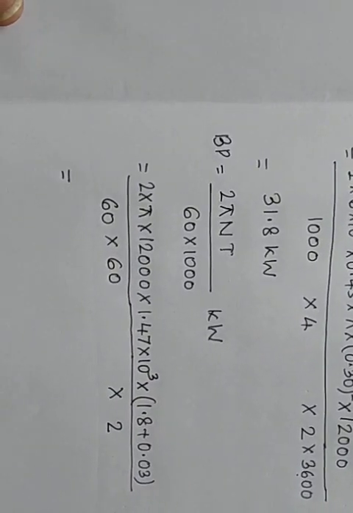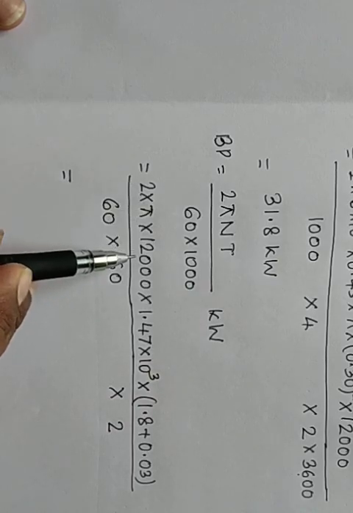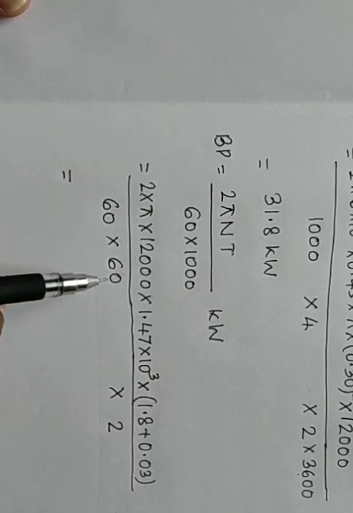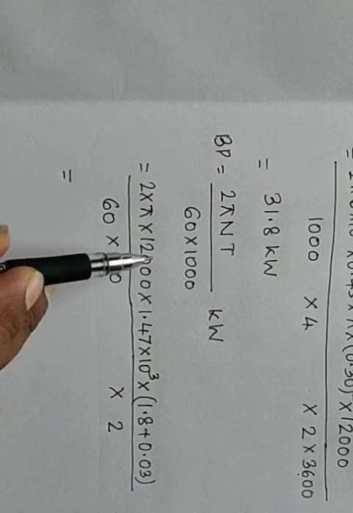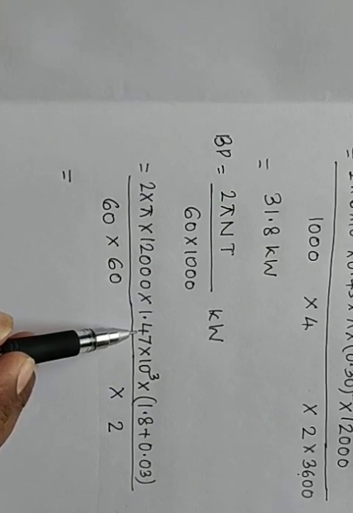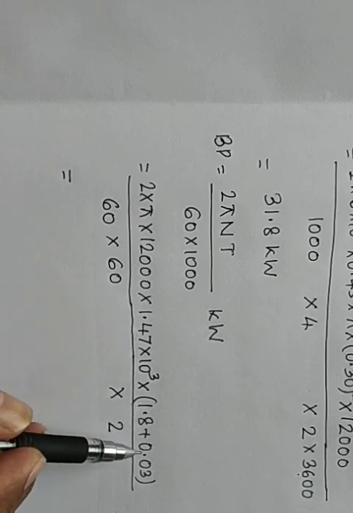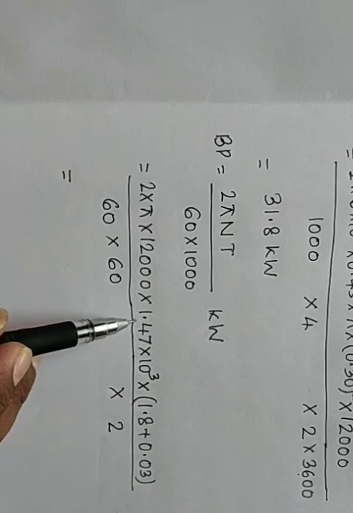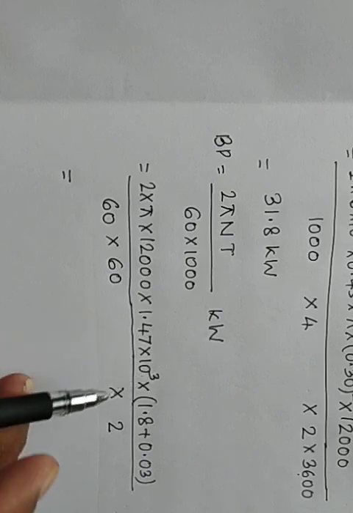So I will show you once again. 2 into pi into speed, 12,000 divided by 60, you will have it per minute. Again divided by 60 will be per second. Then the torque is (W minus S) into (dB plus dr) by 2. That is, torque is 1.47 kilonewton.